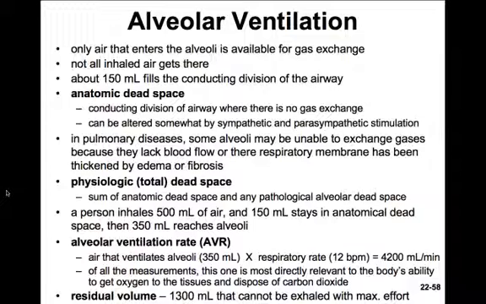Let's say a person inhales 500 milliliters of air. 150 milliliters of that stays in the anatomical dead space. Then only 350 actually reaches the alveoli. This is where we come up with the term alveolar ventilation rate. This is the volume of air that actually ventilates the alveoli. It's that 350 milliliters times the respiratory rate, which is usually about 12 breaths per minute at rest. So that would lead us to 4,200 milliliters per minute for the alveolar ventilation rate.